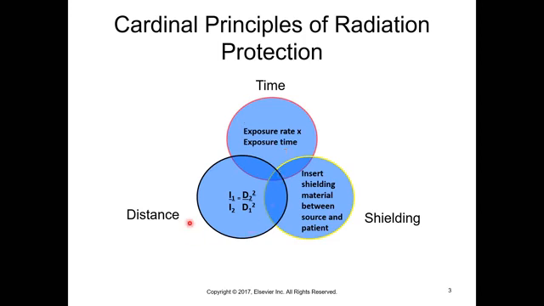All right, distance. So distance, we're going to refer to the inverse square law, and that's what this equation is here. Your inverse square law is I1 over I2 equals D2 squared over D1 squared, and the I is referring to the intensity, and the D is your distance. And notice that it's inverse. So the closer you get to the source of radiation, the more intense your exposure is going to be. The further away you get from the radiation, the less intense the exposure is going to be.